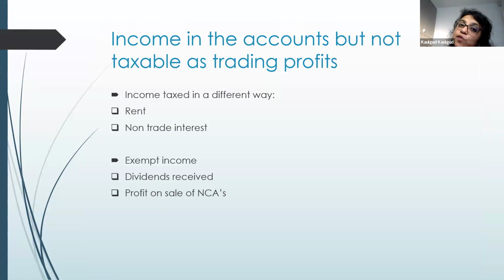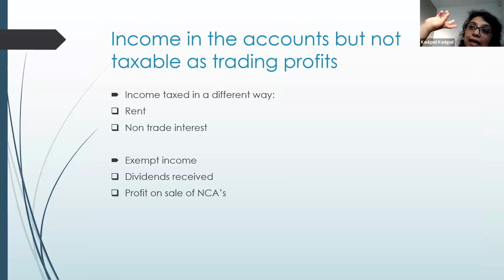Now we looked at the expenses. Now we are going to look at the incomes. What are the different incomes? We usually don't have many. We usually have sales, but that is a trading income. But there could be some other incomes which can be taxed in a different manner or in a different way. Like I said, rent.